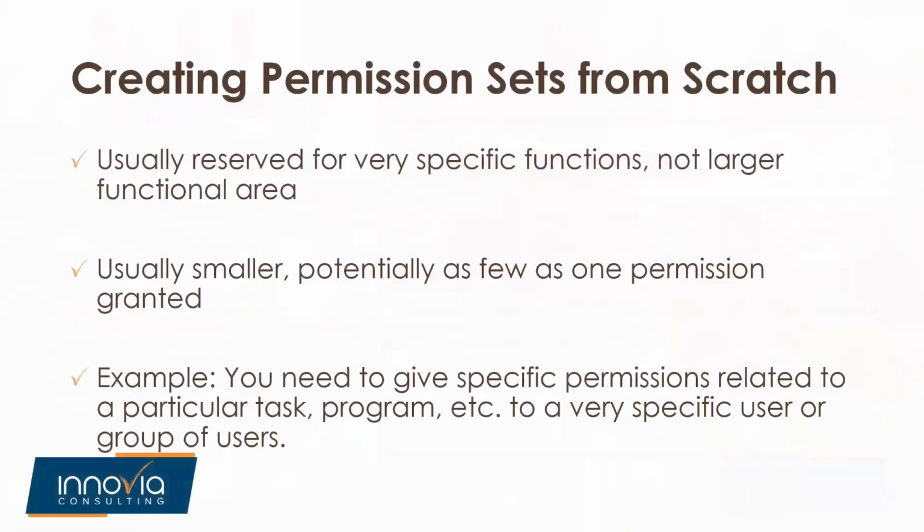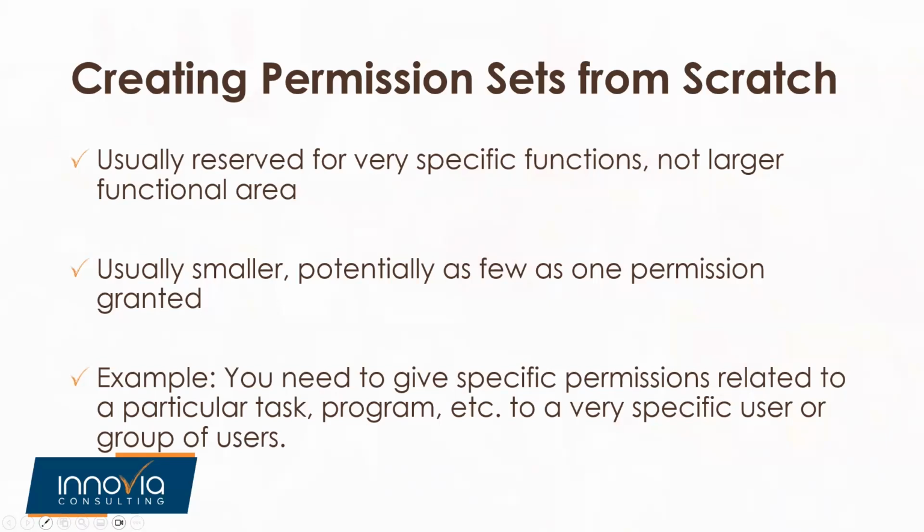The next slide is creating permission sets from scratch. So you can also do it completely from scratch. Usually that's not done because if you looked at that basic permission set that Galen was showing, there's a lot of objects that have different types of permission, like read, write, edit, all these different permissions. Doing that manually would take a long time. So usually we reserve creating a permission set completely from scratch for something really small, where you might only need one or two permissions granted.